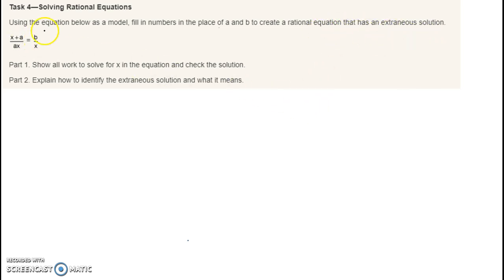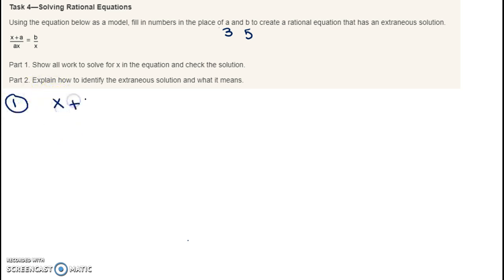So I'll tell you ahead of time that the way this equation is set up, whatever two numbers you pick, as long as you don't use 0, do not use 0, you will end up with an extraneous solution. So let's go ahead and say I'm going to pick 3 for A, and I'm going to pick 5 for B. So I'm just going to set up that equation, and wherever I see an A, I'm going to put 3, and wherever I see a B, I put 5. So this is for part 1.